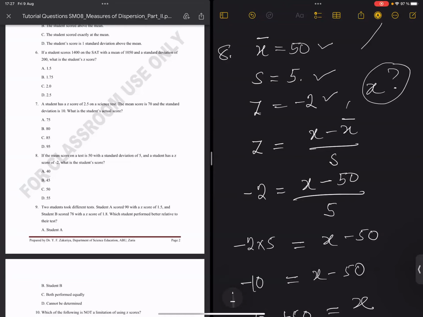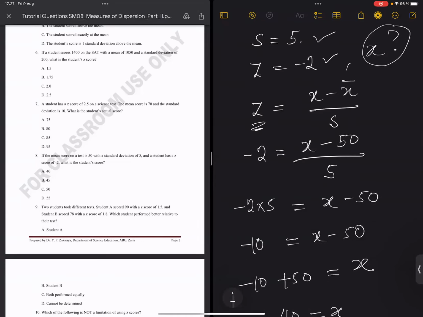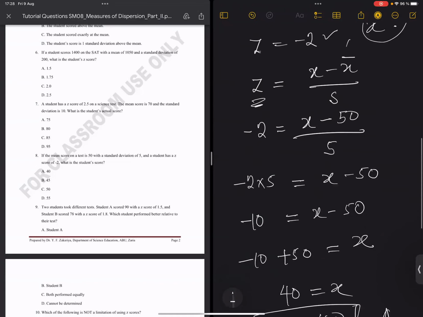According to the formula, z equals x minus x bar divided by s. X is the score, X bar is the mean, S is the standard deviation. Our z is given to be -2 equals x minus x bar, X bar is 50, divided by 5, which is the standard deviation. Then you just cross multiply or do your simple algebra. That was why we did algebra review. You are now seeing the importance of that particular lesson.